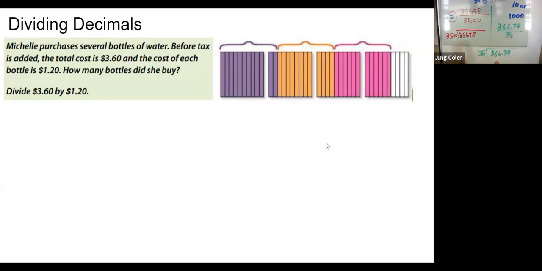You divide this by 3,500 or you divide this by 35? Which one's easier? You can do either way. You're going to get the same answer. But which one's easier for you? Dividing by 3,500 or divided by 35? Which one's easier for you?